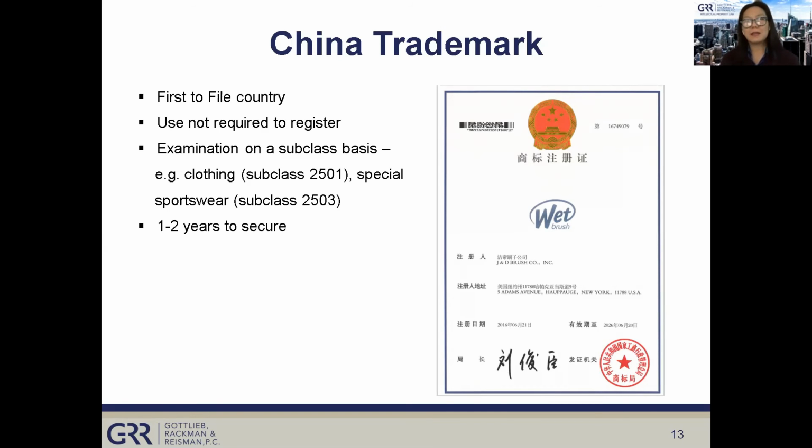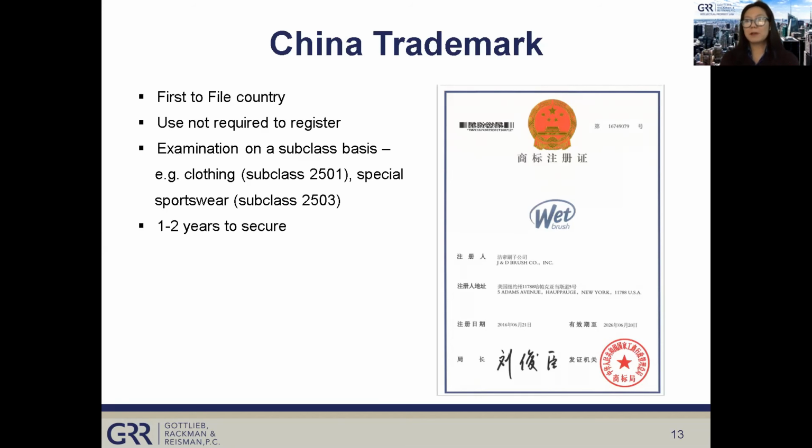Another difference is, unlike the US, where actual use of the mark is required to secure a trademark registration, you can secure a China trademark registration without use at all. This, along with the first to file system, exacerbates the infringer or squatter problem that many have faced in China. However, a trademark not put into use can be subject to non-use cancellation, as long as it hasn't been used for 3 years. Any interested party can seek that non-use cancellation.